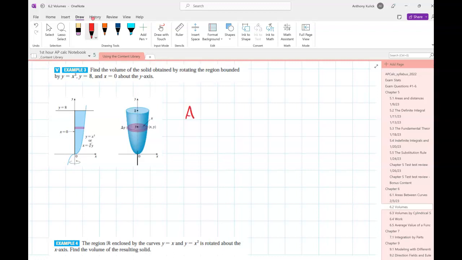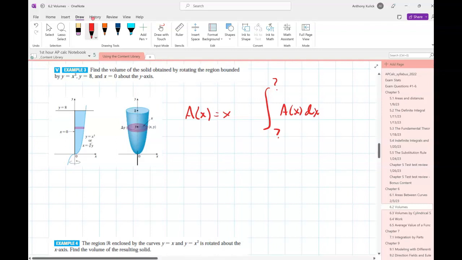The cross-sectional area there, though, is what shape? It's a circle. The radius for that circle is x. What's the catch, though? If we're going to integrate, then what are going to be the bounds of integration? Not entirely clear, is it?